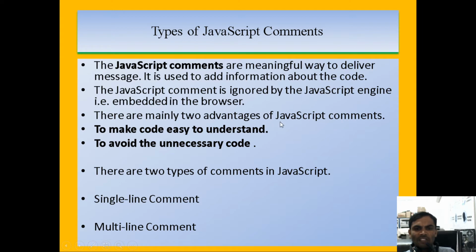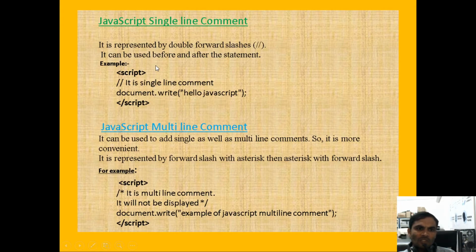There are mainly two advantages of JavaScript comments: to make the code easy to understand, easy for the user or client or human being or person, and to avoid unnecessary code. Two types of comments are there in JavaScript, single line comment and multi-line comment. Just now you saw it in Notepad; the same will be there in your PPTs. A single line comment is represented by a double forward slash. It can be used before and after the statement. Multi-line comments are represented with a forward slash and asterisk.